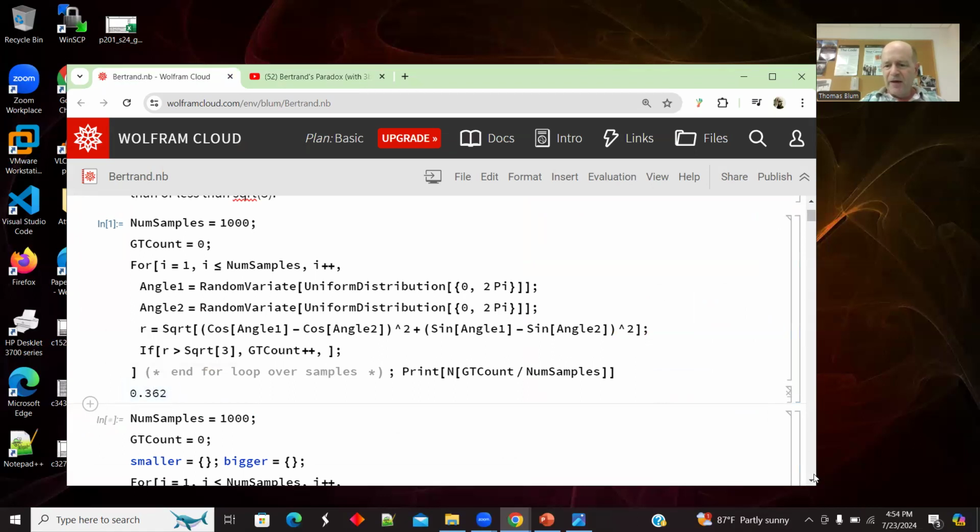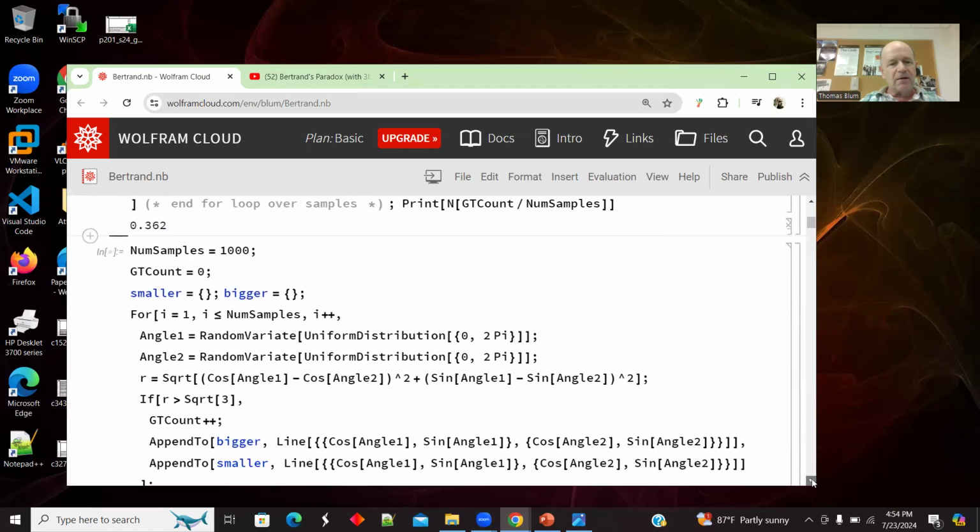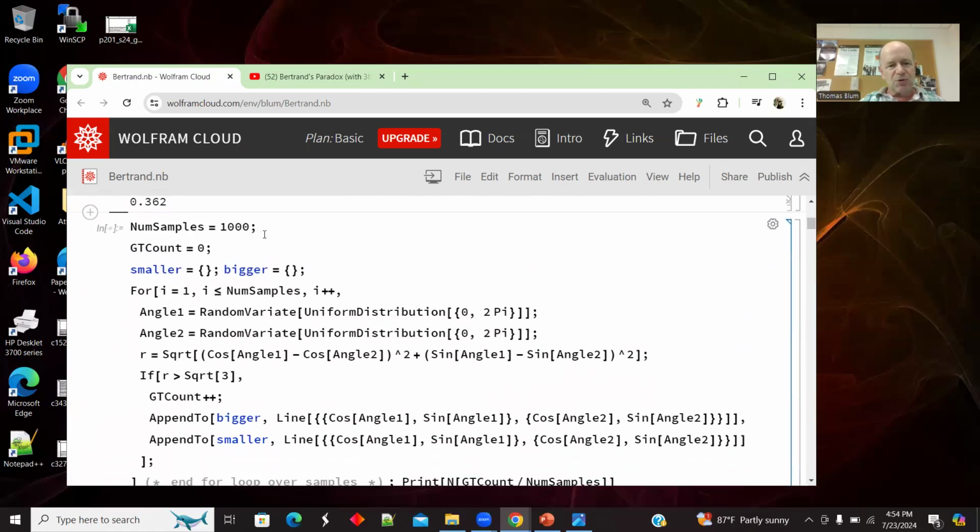And then this is mostly a repeat, except I'm going to draw the chords. So I have getting angle 1, angle 2, calculating this distance, testing the condition greater than the square root of 3. But I'm going to make a collection of chords that are smaller and chords that are bigger. So this is an empty list to collect them.